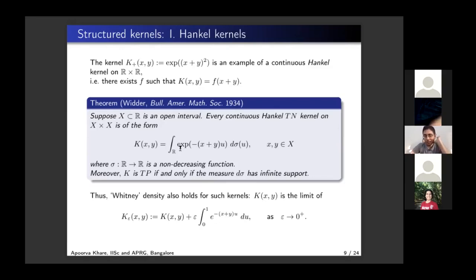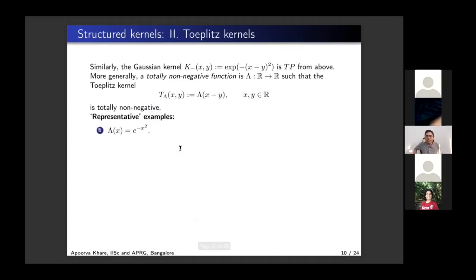So that, as I said, is the first and last time we will see Hankel kernels in this talk. For the rest of the talk, I focus on Toeplitz kernels. As we just observed earlier, the Gaussian is Toeplitz, and it is a totally positive kernel.